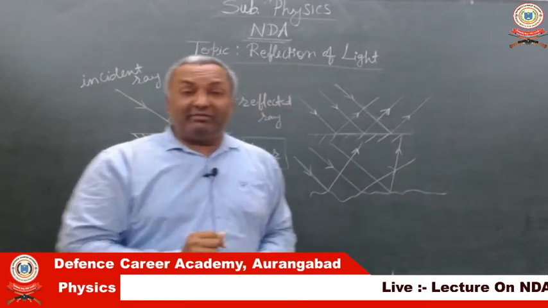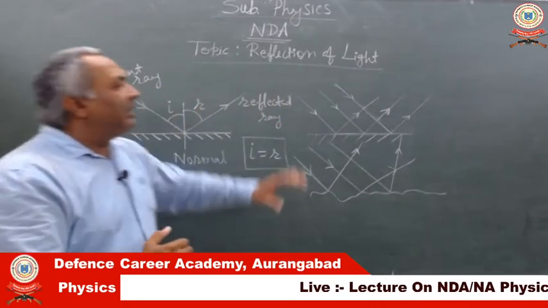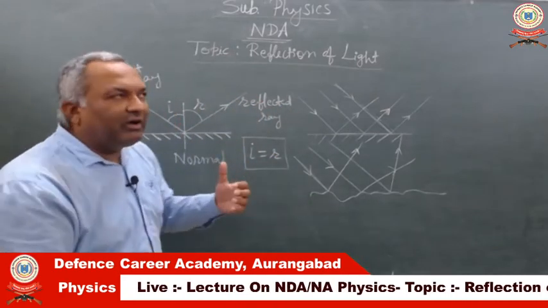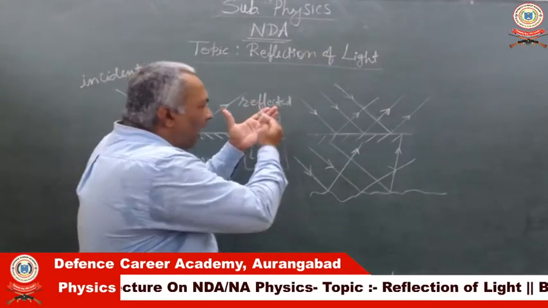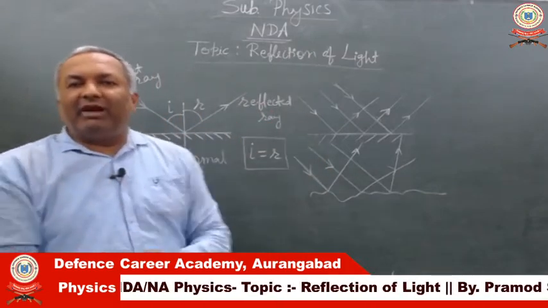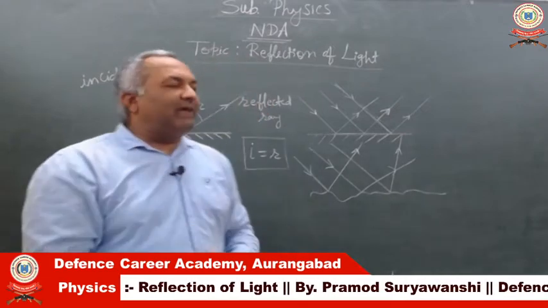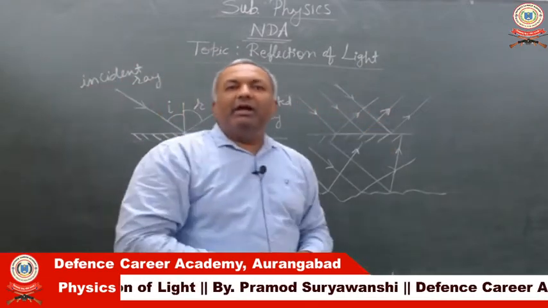Now, instead of this, if I hold a plane mirror somewhere here, you will observe an image of that particular object from where the rays are getting reflected from the mirror. So everything will be seen very clearly. This is an example of regular reflection.